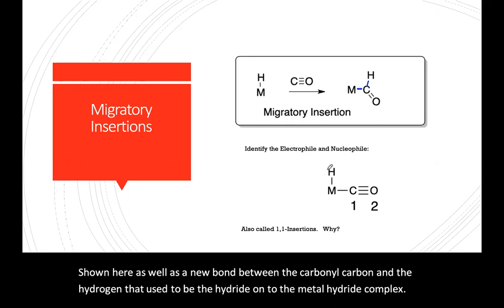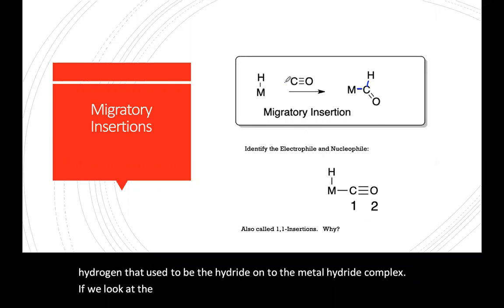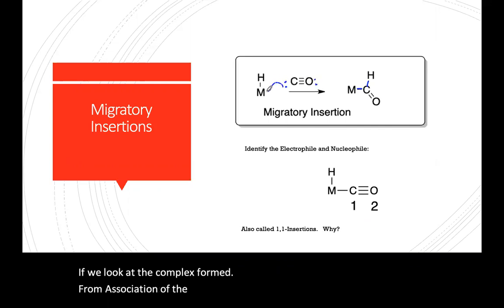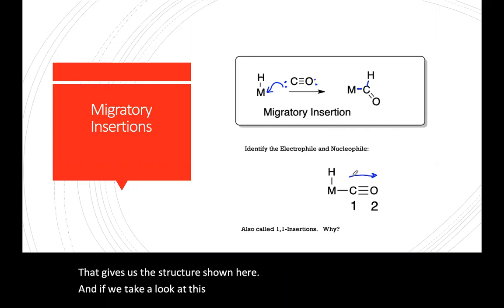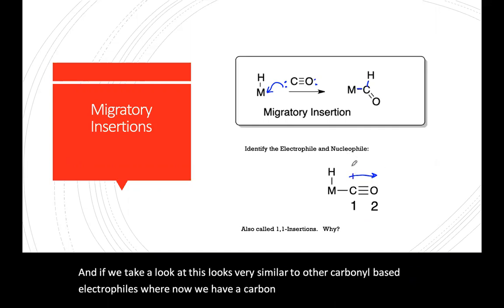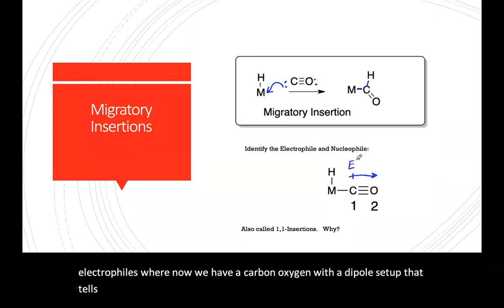If we look at the complex formed from association of the carbonyl ligand to the metal hydride complex, that gives us the structure shown here. And if we take a look at this, this looks very similar to other carbonyl-based electrophiles, where now we have a carbon-oxygen with a dipole set up. That tells us that the carbonyl carbon is going to be electrophilic.